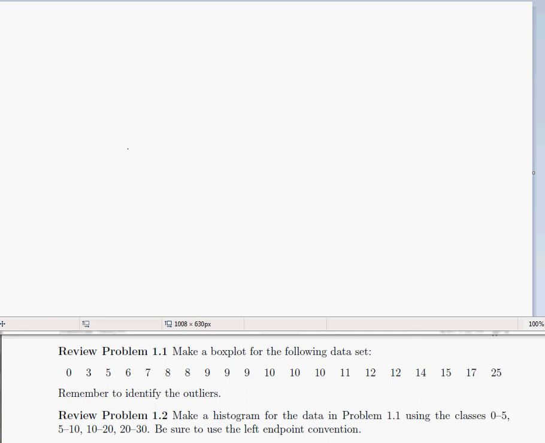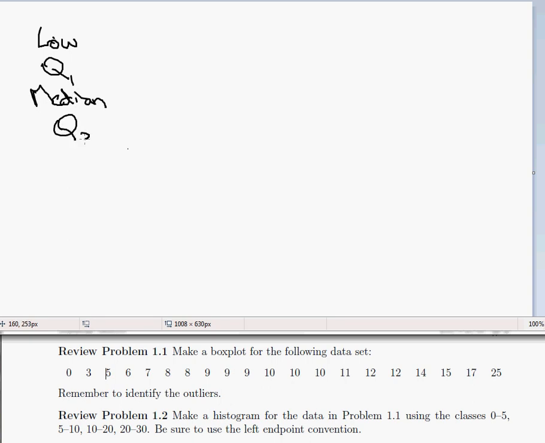Let's begin this review by talking about problems 1.1 and 1.2, making the box plot and the histogram for the 20 numbers that are listed here. To find the box plot, we first need to figure out some things. We need to figure out the low, the first quartile, the median, the third quartile, and we also need the high.